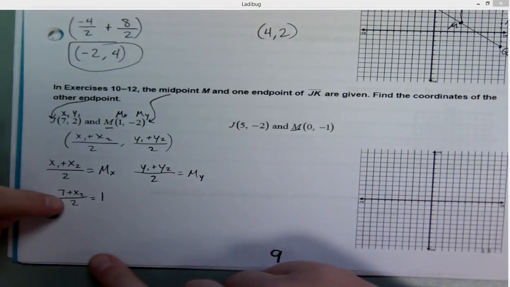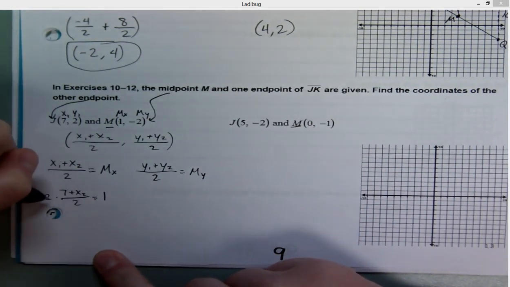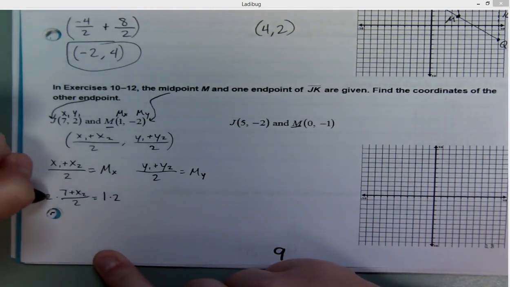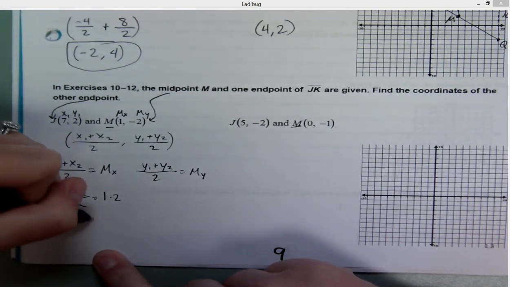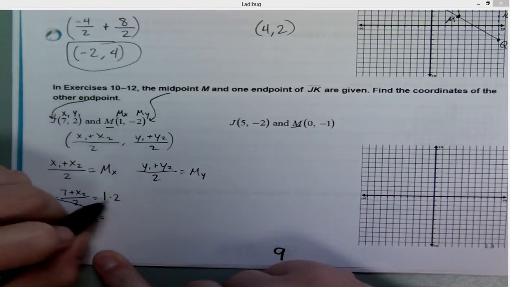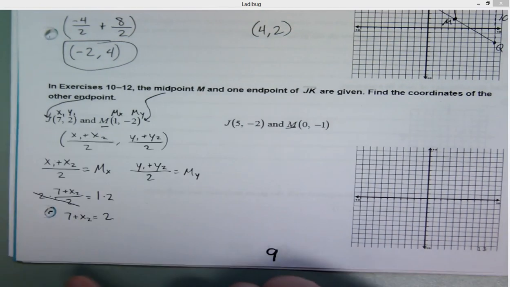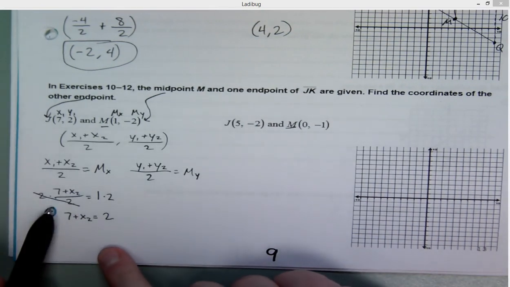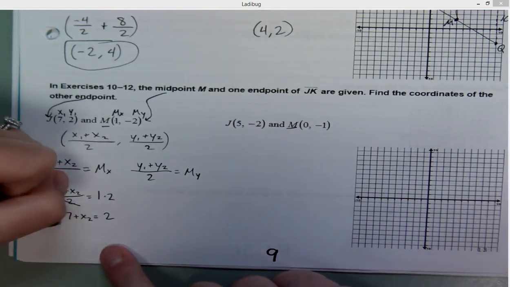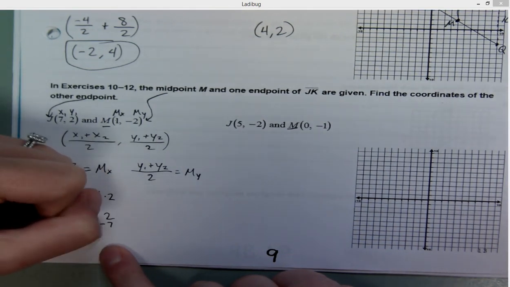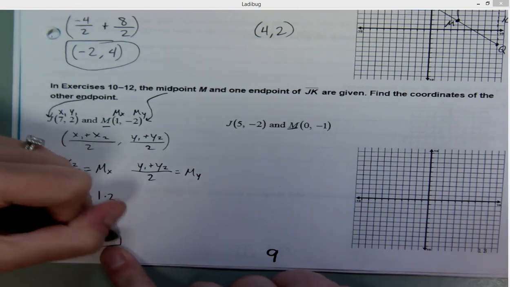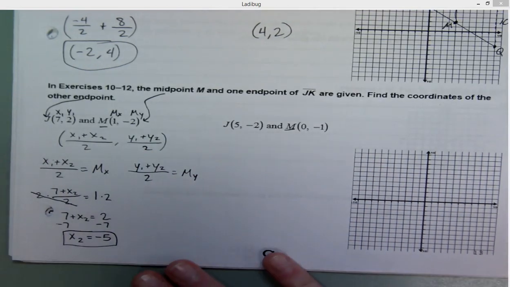Alright, we want to get rid of this fraction, so we want to multiply by 2 on both sides. And all that happens here is this cancels out. The numerator is not affected in any way. So we're just going to bring this down. And then 1 times 2 is 2. So what that does is that gets rid of our fraction by multiplying by 2 on both sides. Because multiplying by 2 is the opposite of dividing by 2, so it gets rid of that fraction. And then we want to subtract 7 on both sides. So our x2 is going to be negative 5.